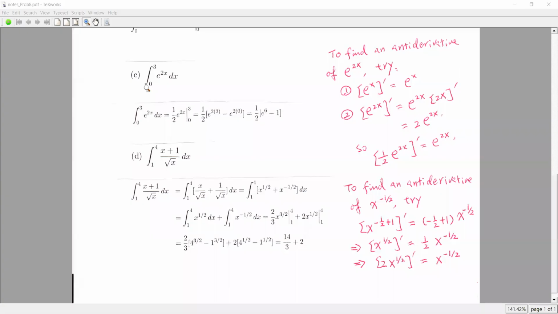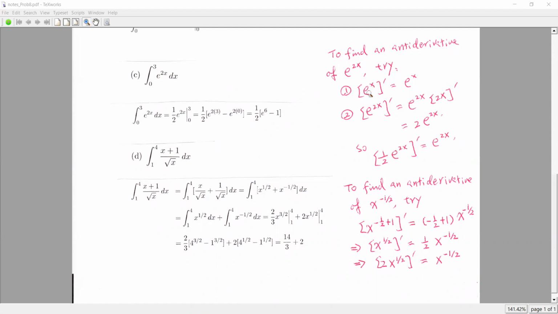Part C, find this integral. I want to use the fundamental theorem of calculus to find this integral. So I need one anti-derivative of this function. To find an anti-derivative of this function, I make the following tries.